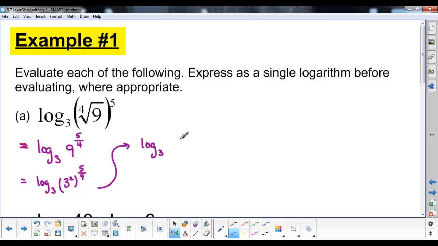So that's 3 squared to the power of 5 over 4. And if we simplify that, well, power to a power will just multiply. So 2 times 5 over 4 becomes 10 over 4, and if we simplify that a little bit more, that is actually 5 over 2. Okay, so what we notice now is that the base of the argument equals the base of the logarithm. So my answer must just be 5 over 2.